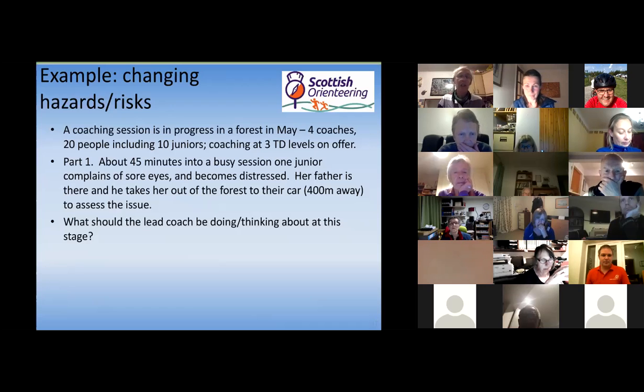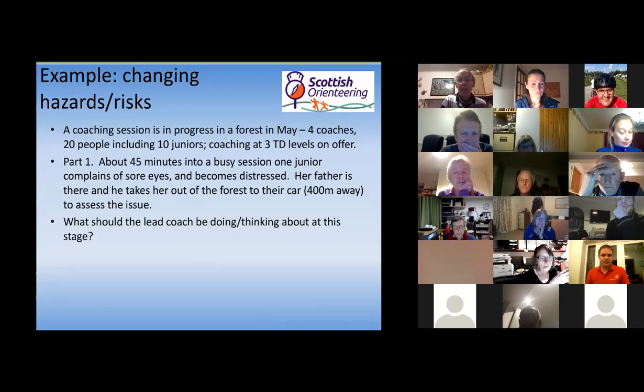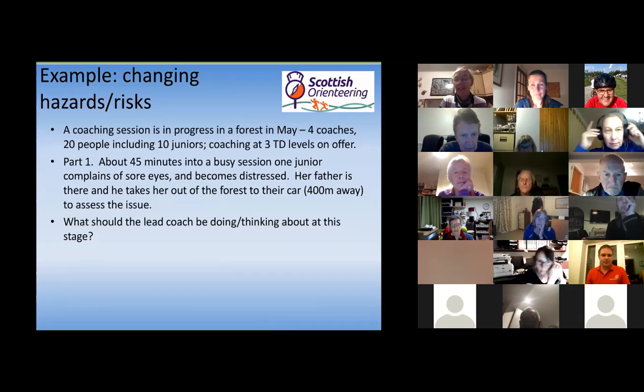Her father there has come along to help out. So he goes to her and says, okay, I don't know what the problem is, but I'm taking you back to the car about 400 meters away so as to assess the issue, see what there is. He actually had another child at the session. They were happy to carry on. So I'm now putting you all in the position. You're the lead coach of that session. So what are you now thinking about? You don't know what's caused this. Right? Answers to Denise?